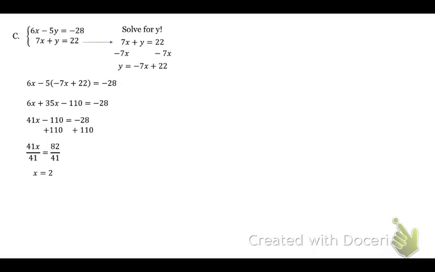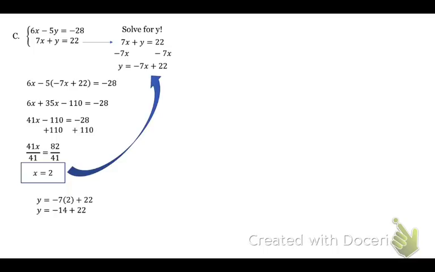Okay? Then we're going to plug it in up there. And I'm just going to use that equation because it's already solved for y. Might as well. So it's going to be y equals negative 7 times 2 plus 22, which is negative 14 plus 22, which is positive 8. Ordered pair, 2, 8, booyah.